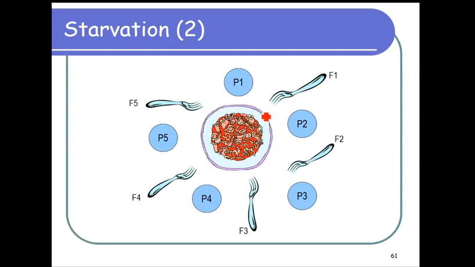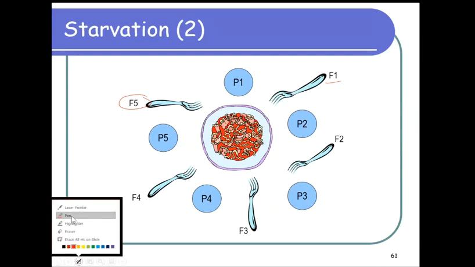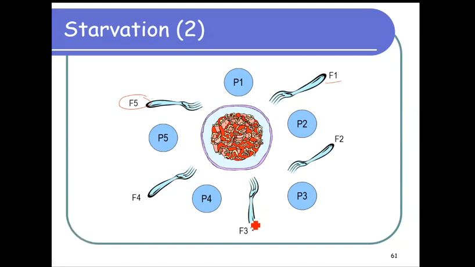Okay. First, P1 now wants to eat, so it will take F1 and F5. P1 is the first to start eating using F1 and F5, and then P3 does likewise. P3 also eats, using F2 and F3. So now P4, P5, and P2 cannot eat. Although they are hungry, they cannot eat.